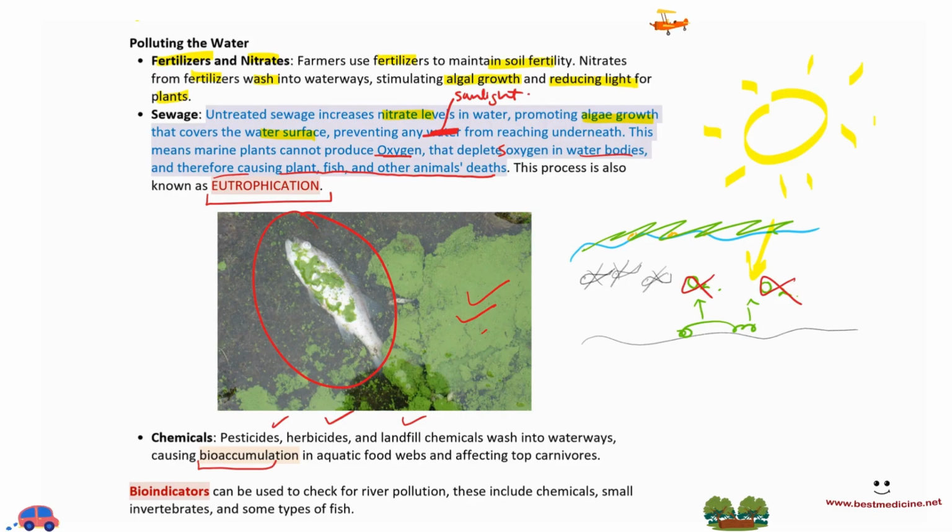Now, we can check the quality of river water by using something called bioindicators. There's many kinds of these, and you don't need to remember the details, but bioindicators are those indicators that help check the quality of the water, for example, in rivers and lakes. Usually these are some small invertebrates or small fish that are used to see if they survive and how well they proliferate in the water and so on, right? And even chemicals can be used to check for water quality. So bioindicators can be used to check for river pollution.